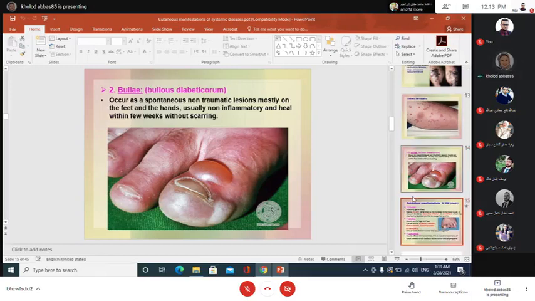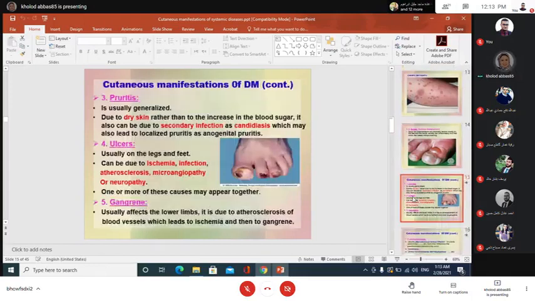Number 3, we have pruritus, generalized itching, usually due to dry skin. Diabetic patients always have dry skin. So usually dry skin causes generalized itching. Diabetic patients usually suffer from itching due to dry skin, not because of elevated blood sugar or uncontrolled diabetes. The itching is because of the dryness.